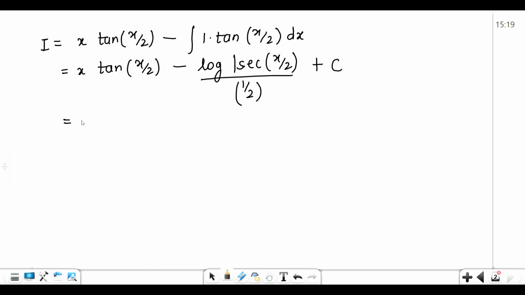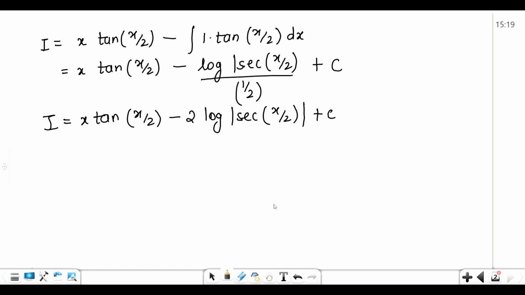So the final answer would be x tan x by 2. This 1 by 2 will become 2 log mod sec x by 2 plus c. Okay, so this is your answer.